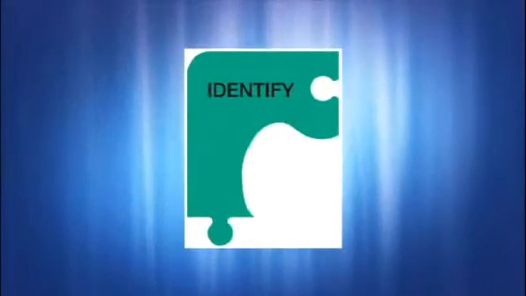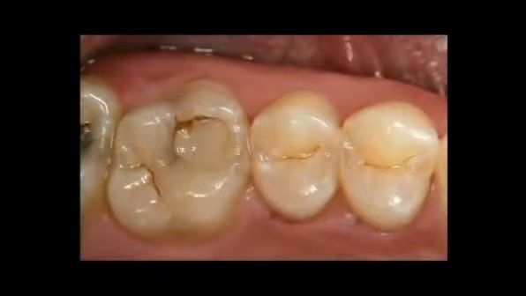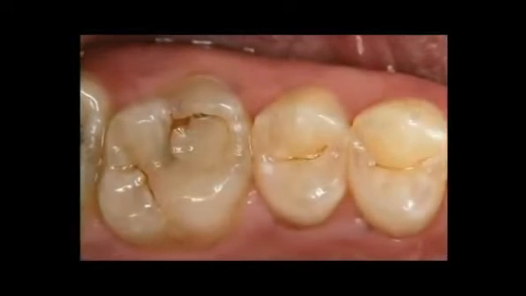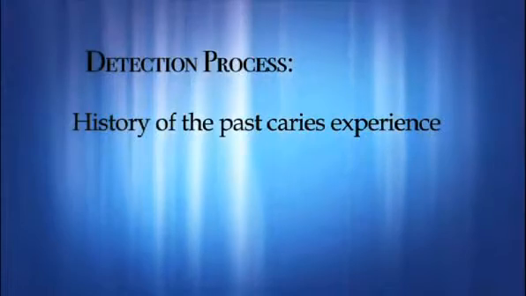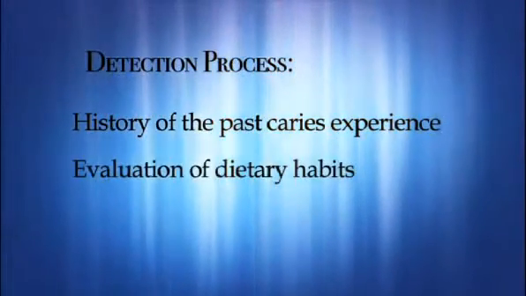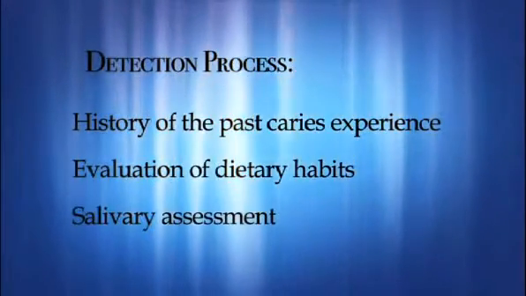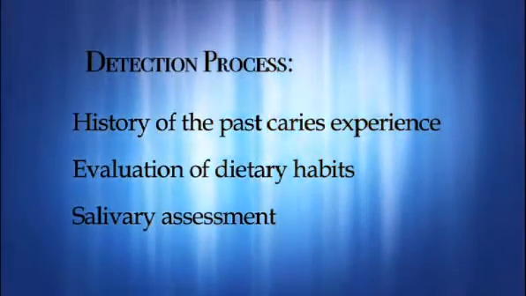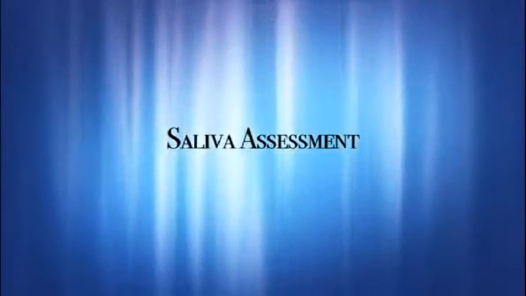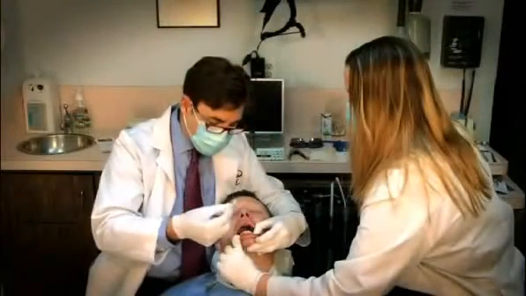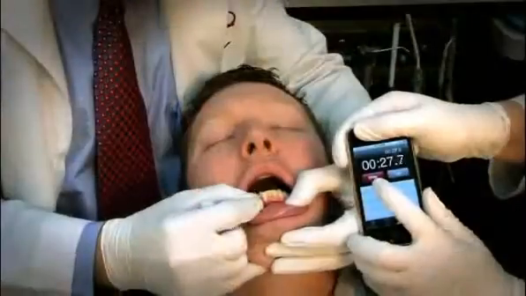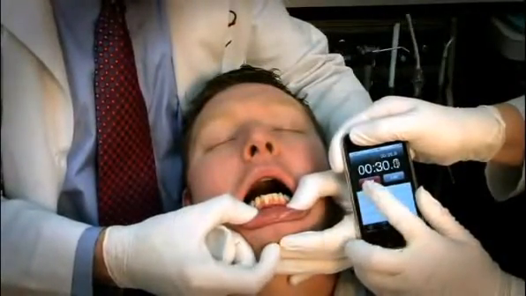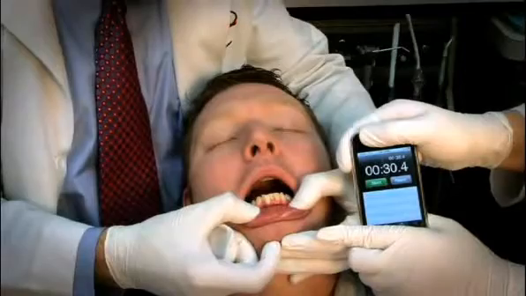Identify and detect caries. Caries detection involves data collection, classification of the lesion, and lesion assessment. This detection process should include a history of the past caries experience, an evaluation of dietary habits, and a salivary assessment. Saliva assessment. The saliva assessment includes measuring the flow rate, consistency, pH, and buffering capacity. When the pH value drops to 5.5 or lower, demineralization begins.